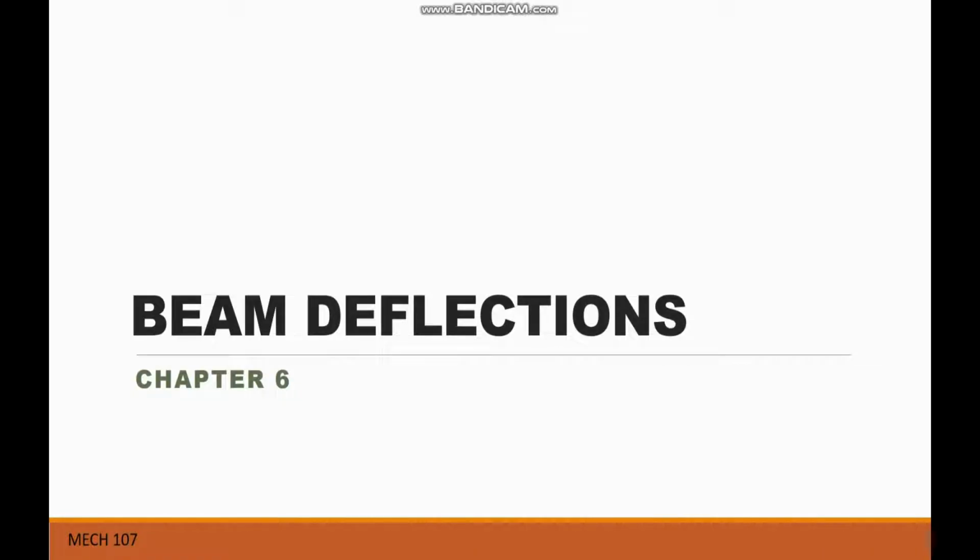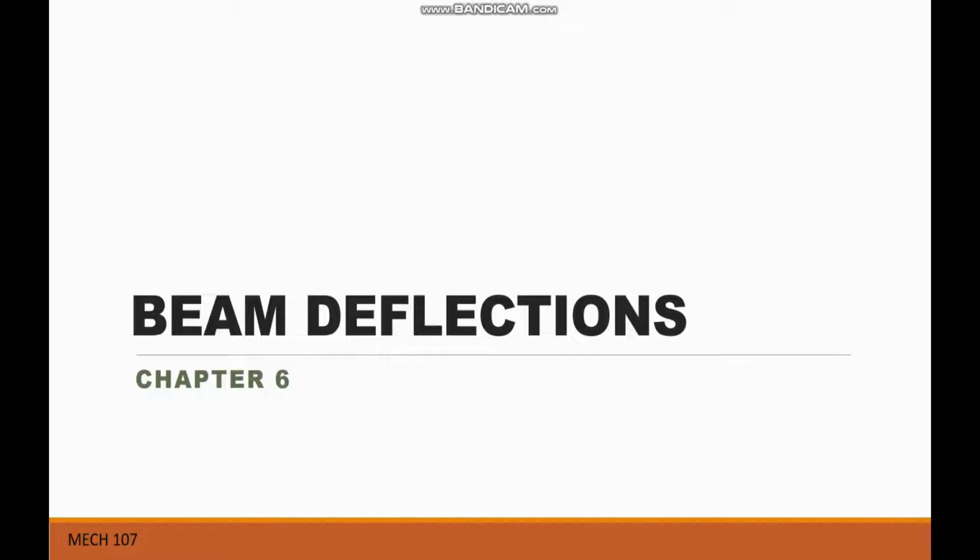We are now on the 6th chapter of Mechanics 107, and it is all about beam deflections. One of the most important applications of beam deflection is that we are now able to analyze statically indeterminate beams. So again, what are statically indeterminate beams? As I have discussed before, these are the beams that cannot be solved using the three equations of equilibrium, which is the summation of forces horizontal, vertical, and the summation of moment.